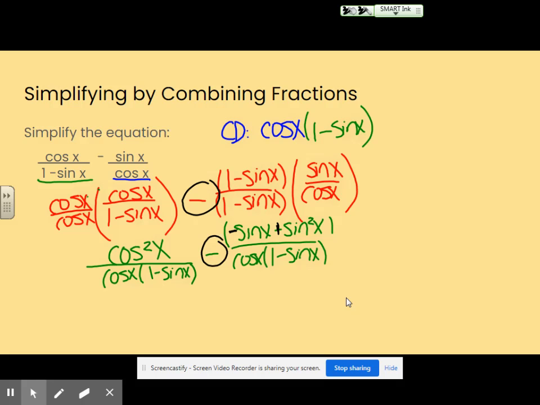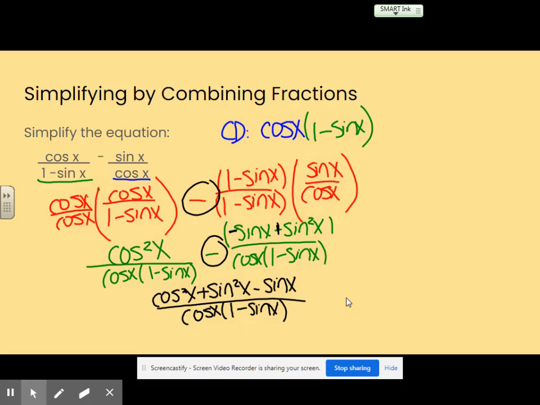Because now they have a common denominator, I can add them together. No problem. Cosine squared x plus sine squared x minus sine x over cosine x times 1 minus sine x. Still a lot.